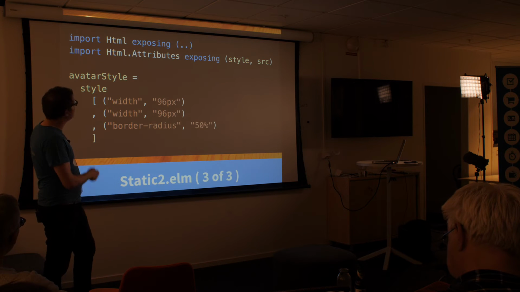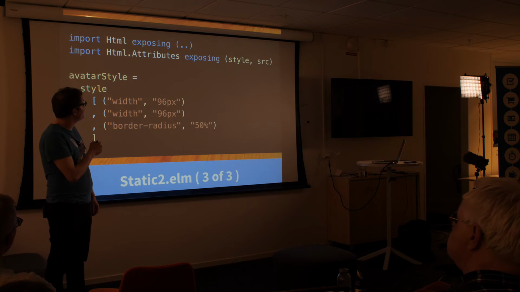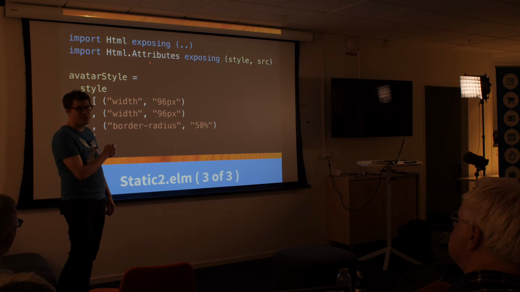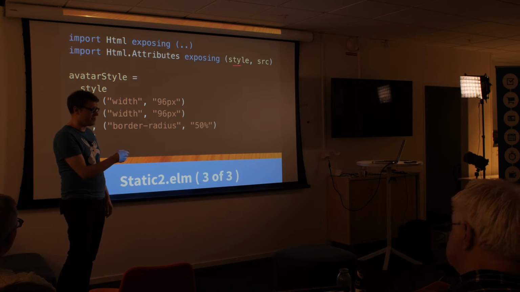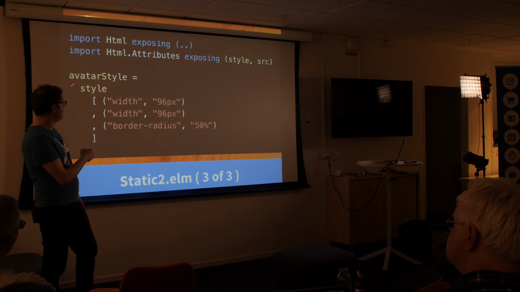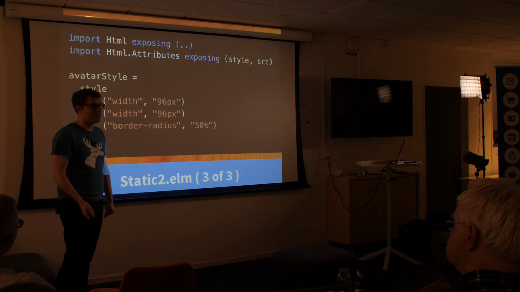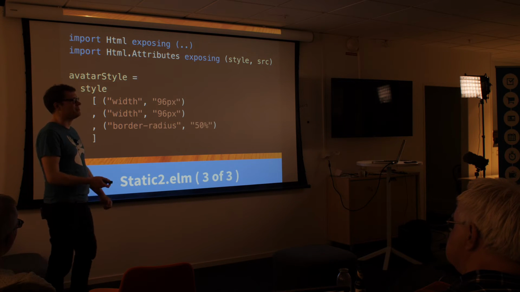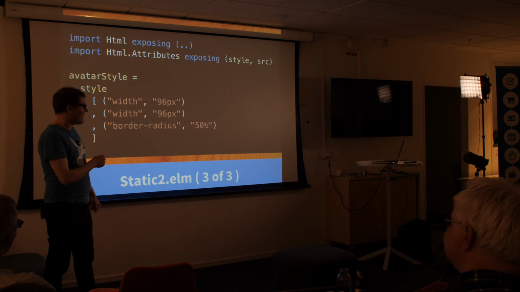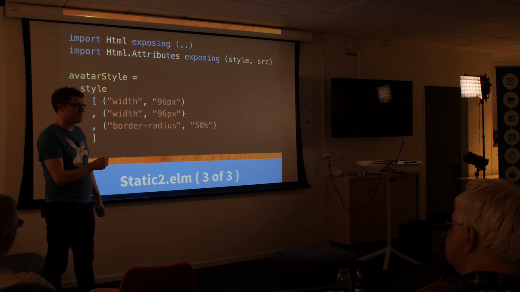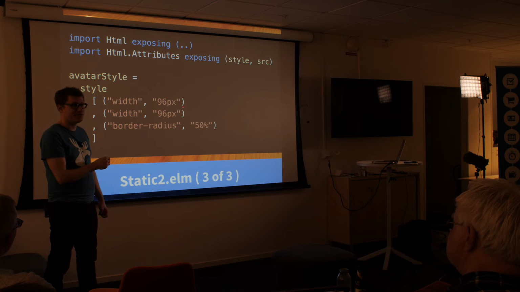Looking at the top of the file, we obviously import the HTML module, exposing everything from there. We import the HTML attributes as well, and we need a style and the src attributes here. And here we have the avatar style, and this is a typo. It should be width and height, but it works. As usually with HTML, sometimes it works even though it's an error in the code. And here's the border radius 50%, which creates these round avatar circles.